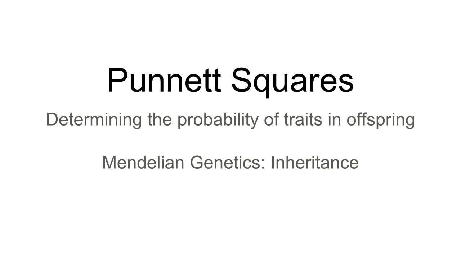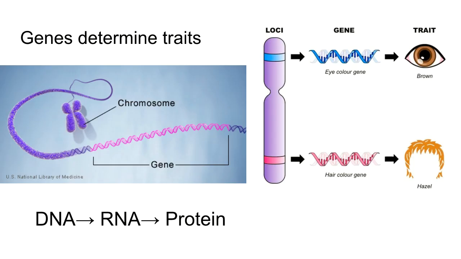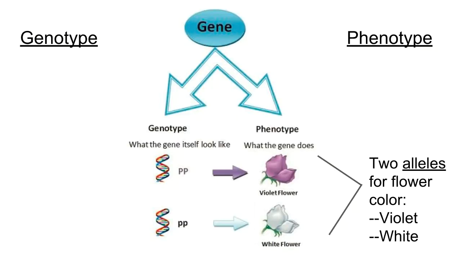When we talk about classic Mendelian genetics, we're talking about inheritance. So we still can't forget that all of this comes back to genes, and genes are sequences of DNA that determine traits. So the DNA helps make RNA, the RNA makes protein, the protein determines your traits, like whether you have brown eyes or red hair or whatever.